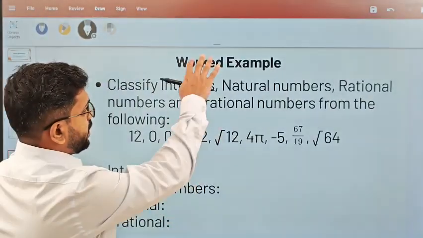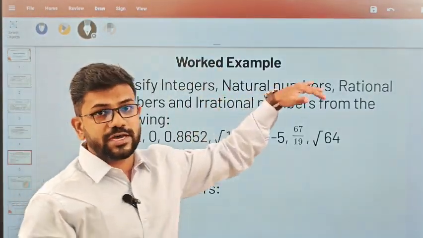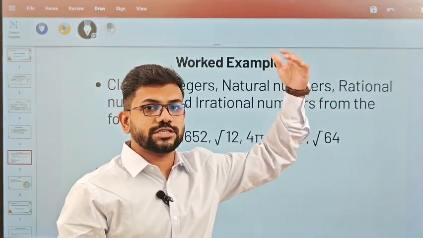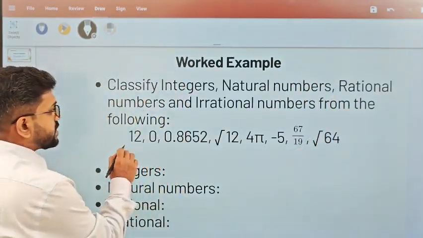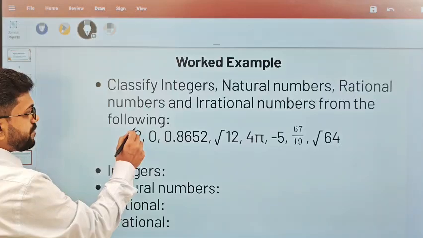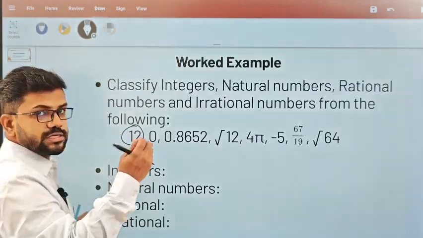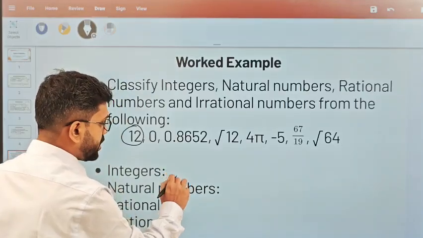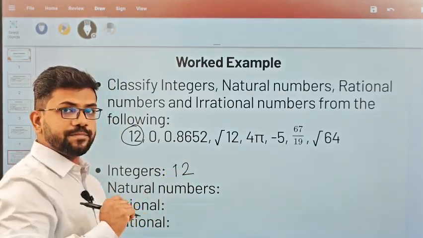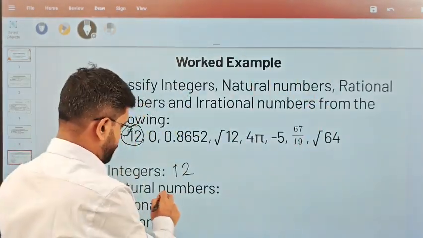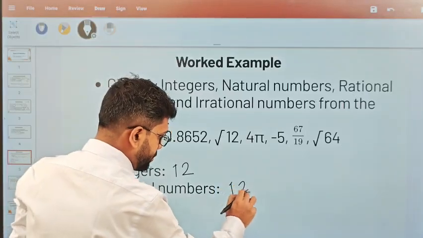Let's have a look at a worked example. It says classify the following into integers, natural numbers, and so on. So the list is given here. Let's identify one by one. 12 is the first number. It's a whole number, so it must be an integer. It is greater than 0, so it must be a natural number.